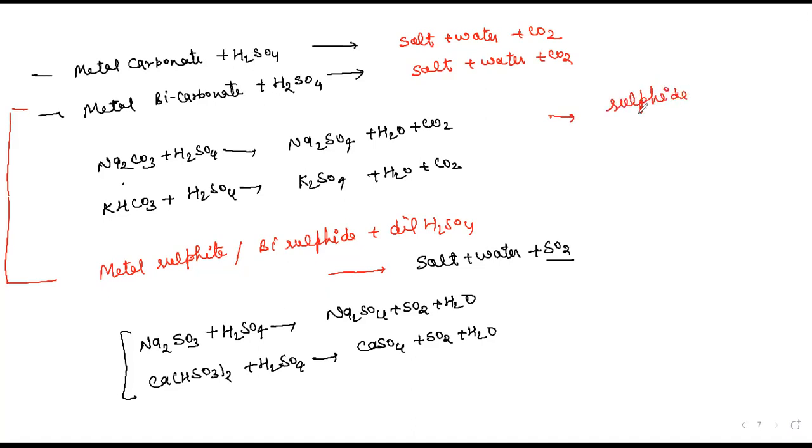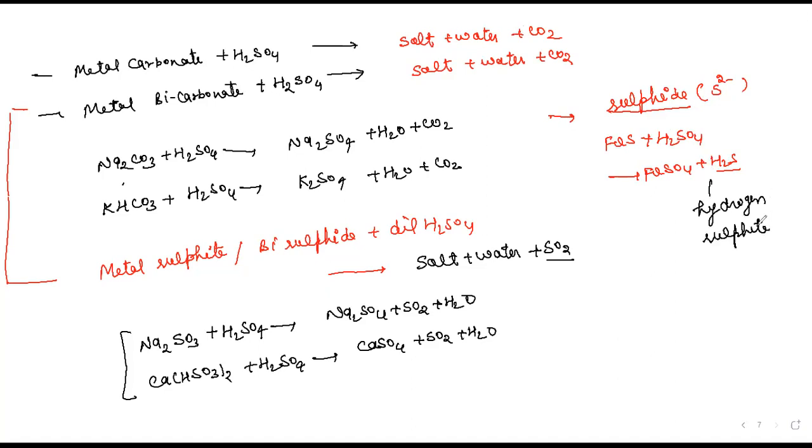In the same way, beta, the important reaction which I am writing here: if metal sulfide like S2 minus, so FeS plus H2SO4, it will make FeSO4 plus H2S. And you know, H2S is a gas named hydrogen sulfide, which has a rotten egg smell.